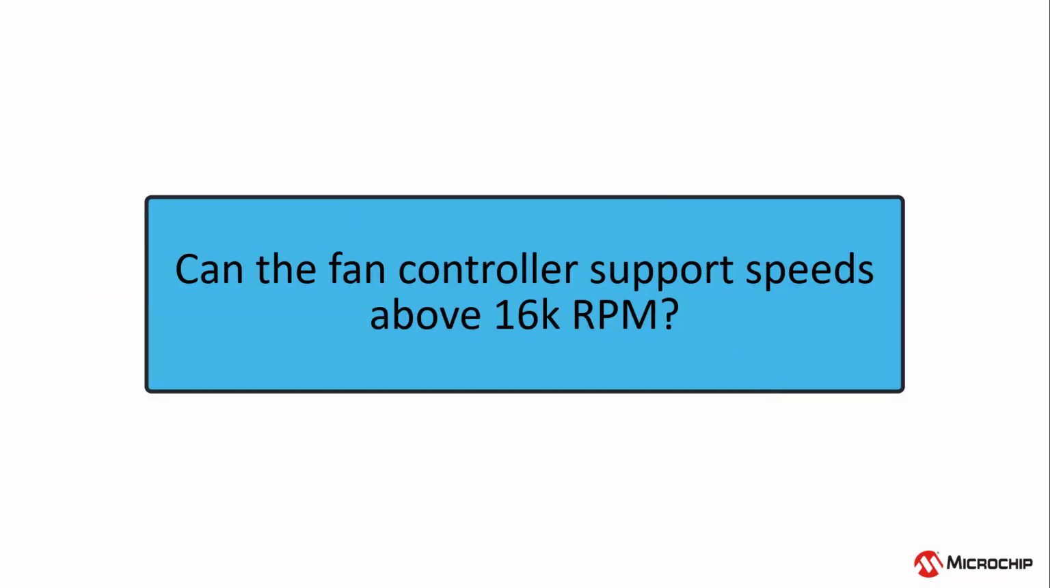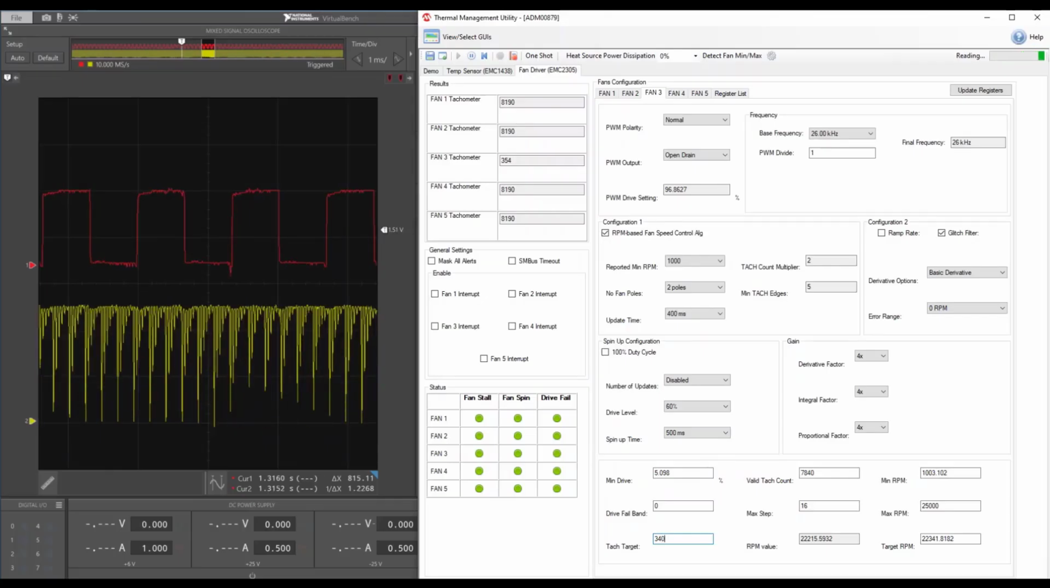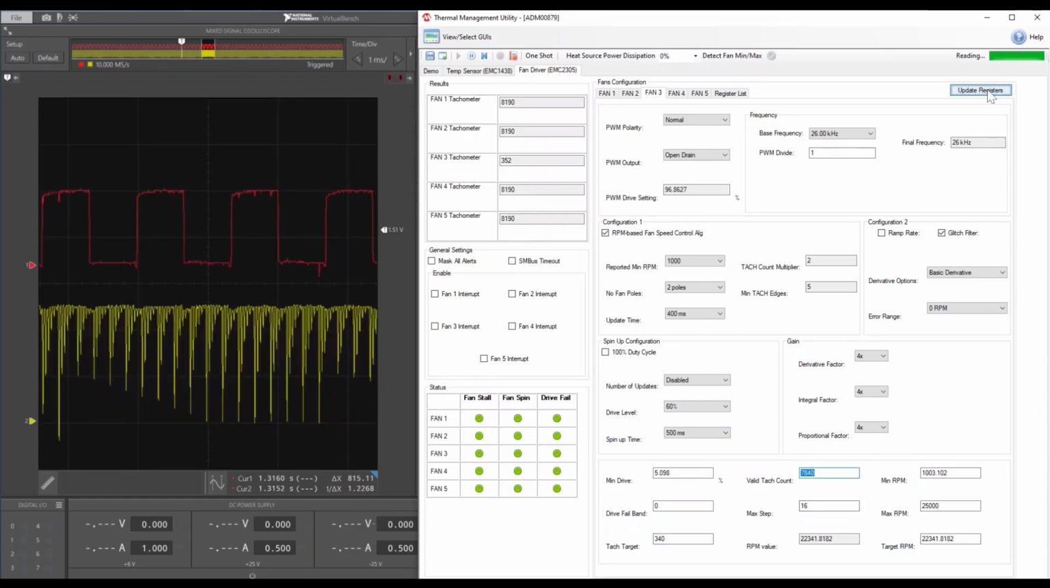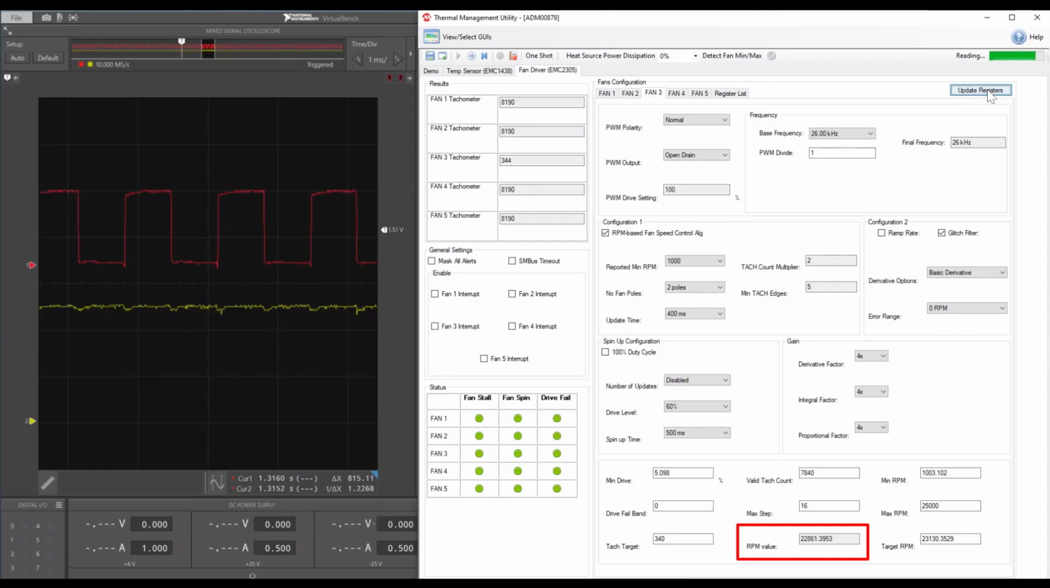Can the fan controller support speeds above 16,000 RPMs? While we only spec 1% accuracy up to 16,000 RPMs, the EMC2305 family can control fans at higher speeds. The TAC registers can actually go well over 31 million RPMs, but rarely do DC brushless fans go above 60,000 RPMs. Using a fan that could go up to 23,000 RPMs, we were able to show that the EMC2305 could accurately and effectively control the fan all the way up to the fan's limit and even stay within 2% accuracy.